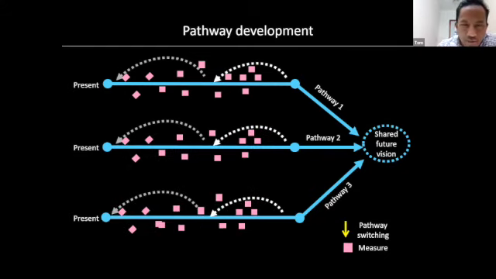As you can see with the yellow arrow, what is interesting is that if you have multiple pathways, so alternative road paths that could lead to your future vision, it also allows you to switch from one pathway to another when conditions would compel you to do so.